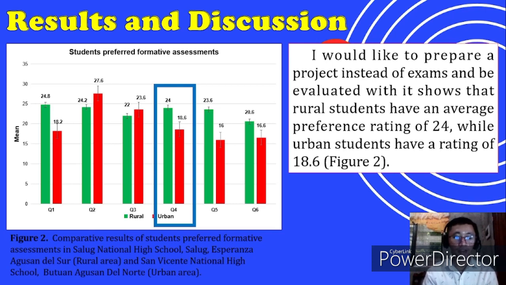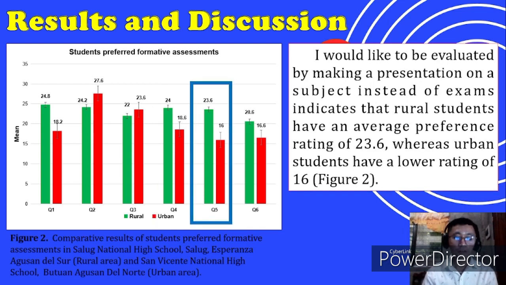In question number 4, "I would prefer projects instead of exams to be evaluated," rural students have an average preference rating of 24, while urban students have a rating of 18.6. This suggests that the rural students on average have a stronger preference for project-based assessment compared to the urban students.